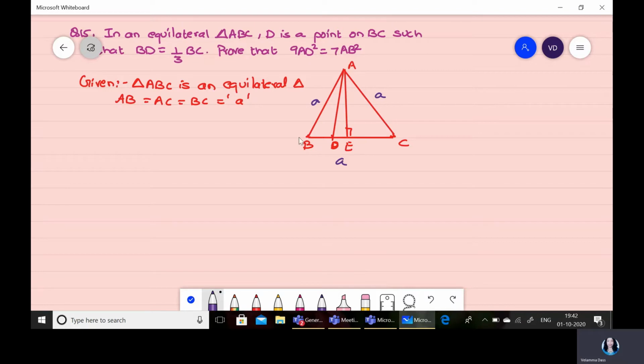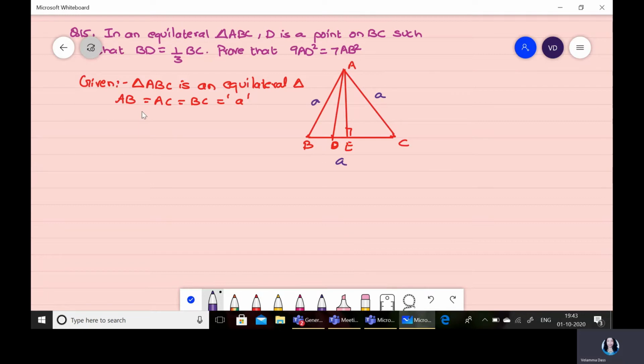When you assume this A, does it make some difference to what we have to prove? Here we have to prove that 9AD square equal to 7AB square. Now AB is A, so we have to prove 7A square. If you prove 7BC square, then also it is proved because all the sides are equal to A. BC square is also A square. So we have to bring RHS in terms of A.